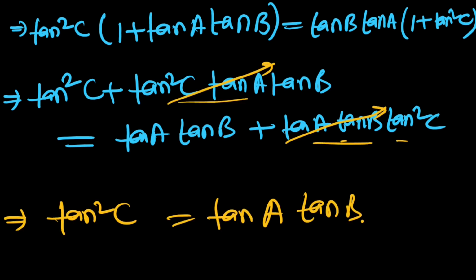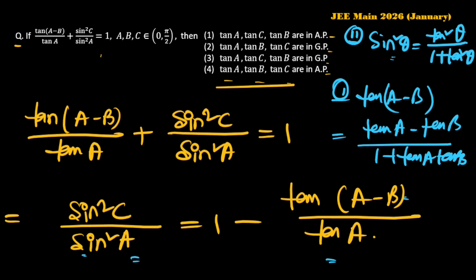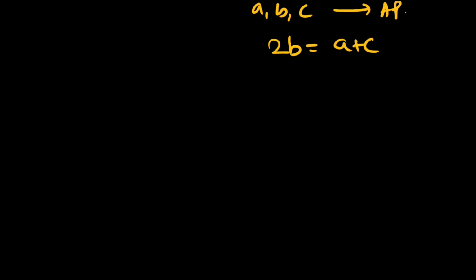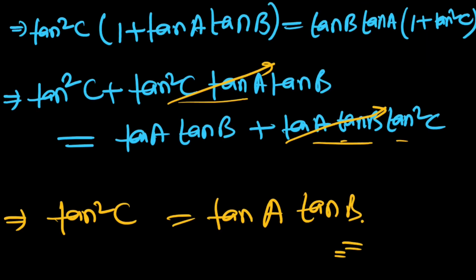So the question asks which relation is AP and GP. First we see what three numbers in AP means. Suppose a, b, c are in AP. AP means 2b is equal to a plus c. If this relation holds, then these three terms a, b, c are in AP. Our expression is tan square c is equal to tan a into tan b. This type of relation is not what we got, so the tans of these angles are not in AP.